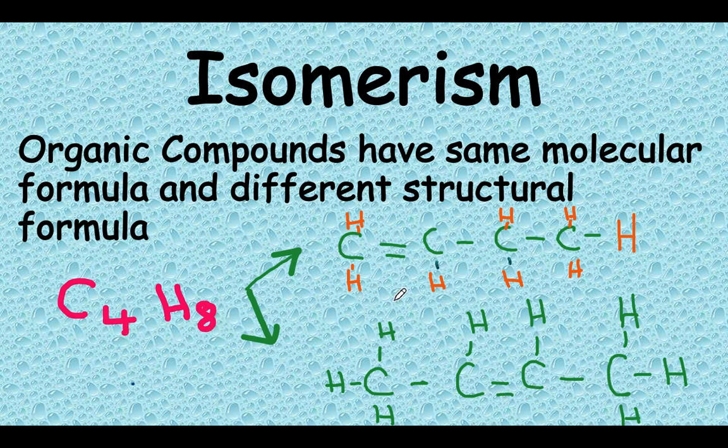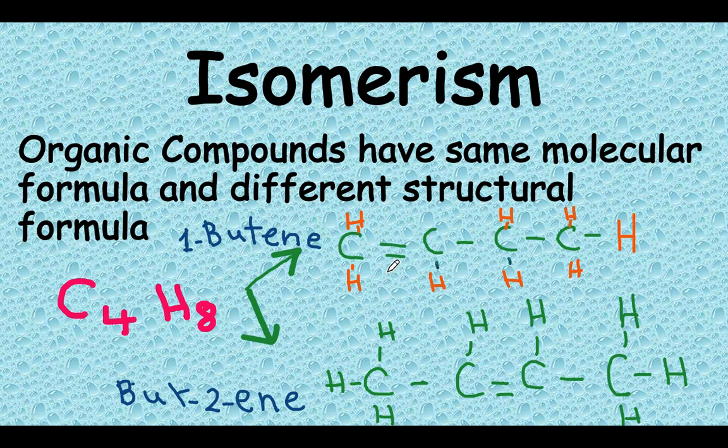So this one has C4H8, and that one also has C4H8. So they have the same molecular formula. But as we know here, they are different in structural formula. Why? Because here the double bond is between the first carbon atom and the second carbon atom, and here the double bond is between the second carbon atom and the third carbon atom. So their names are different.